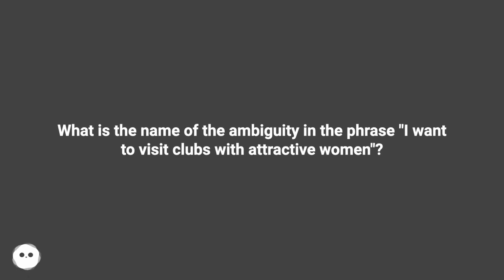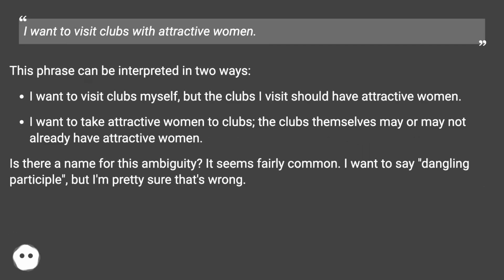What is the name of the ambiguity in the phrase, "I want to visit clubs with attractive women"? This phrase can be interpreted in two ways. I want to visit clubs myself, but the clubs I visit should have attractive women. Or, I want to take attractive women to clubs. The clubs themselves may or may not already have attractive women.